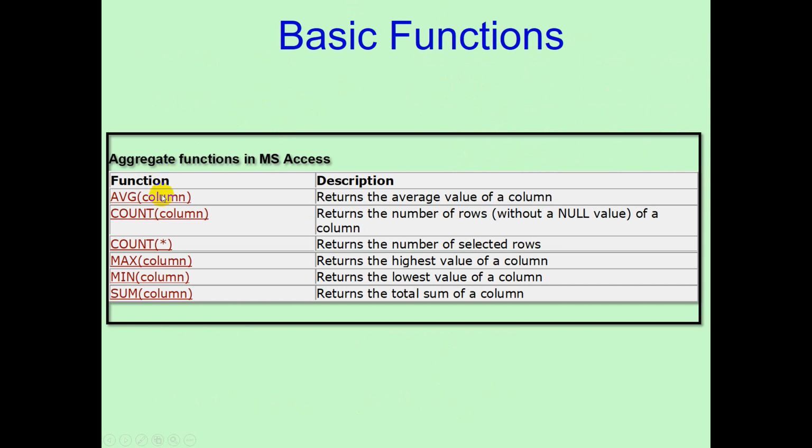Some other functions that you can look into: AVG for average, count. And notice I said count. You can either use the field name or you can use star. Max, which will find the highest. Min, which will find the lowest in that column or field. And sum. These are some of the basic functions. We do have other functions which we'll look at a little later.